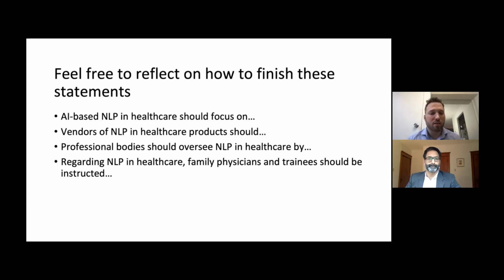Professional bodies should oversee NLP in healthcare by doing what? I know there's CADIF at the national level, Canada Health Infoway, and various provinces have their own agencies that do this, but it's a lot of work. Are they properly resourced to do this, so that it's not the Wild West for the vendors, who just go in before there's an opportunity to properly regulate this? And specifically for us, we have a lot of control over what we should be teaching the future generation of family doctors. This is already here, but in the next decade it's really poised to transform care. So what are the critical skills that we need to develop for ourselves and our trainees before we feel that we have a good grasp on all these use cases?